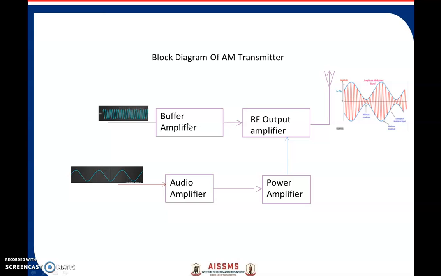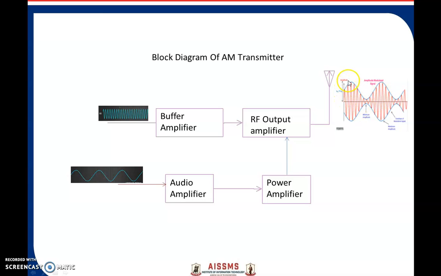The audio signal is amplified by a low level audio amplifier and is finally amplified by the power amplifier. It is then combined with the carrier. So this is now combined with the carrier and it will produce a modulated carrier wave, which is ultimately radiated out into free space by the transmitter antenna as shown. So as you can see, this is the amplitude modulated wave that is being transmitted.